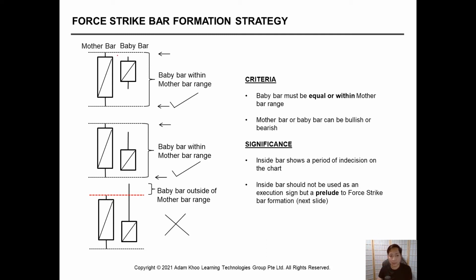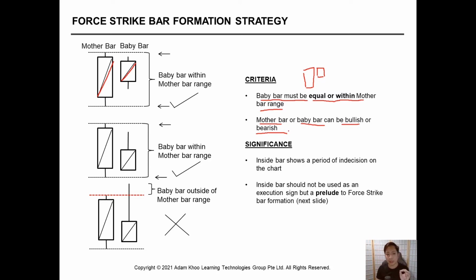So you only know there's a baby bar when there is a mother bar, and I put a dash line here because the color of the bar does not matter. It can be green or red, as long as the baby bar is within, or equal to, the mother bar range. So it can be like this, where the baby bar is just at the top here, as long as it's within the mother bar range. The mother or baby bar can be a bullish bar or bearish bar, red or green.